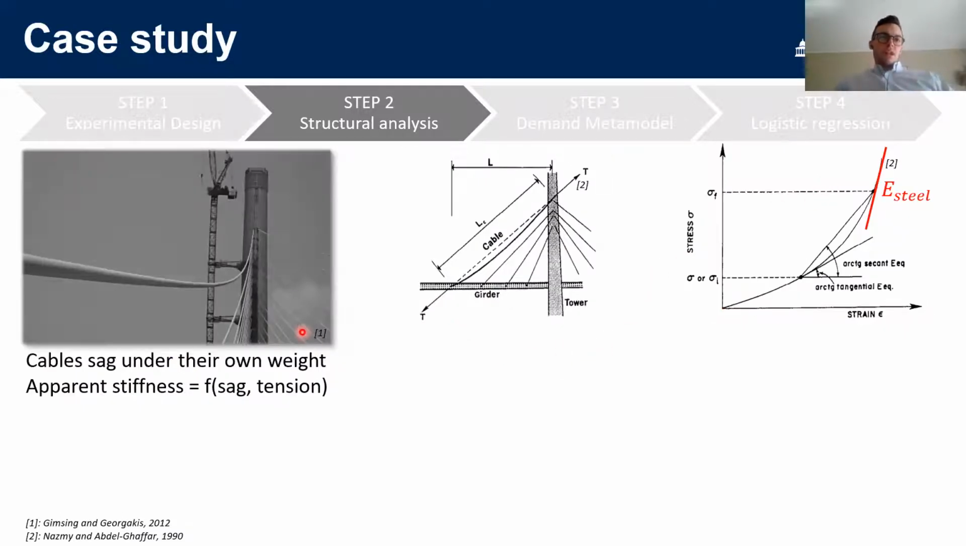So if you observe the picture on the left, you might notice that cables under their own weight will sag. And this sagging results in an apparent stiffness, which is different from the stiffness provided just by the material. Such stiffness will be a function of both sag and tension inside the cable. And if we look at this graph on the right, you see that for low levels of stress, the stiffness is quite low. And then as the stress inside the cable grows, the stiffness tends to reach the stiffness provided by the material.